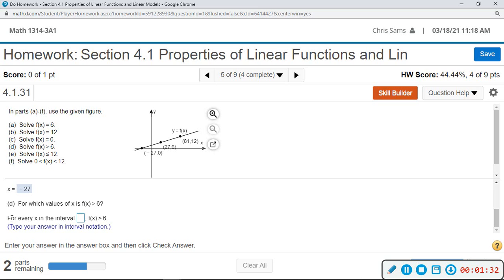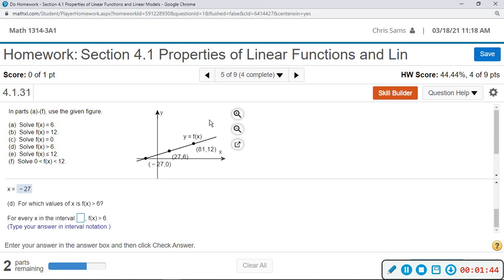Alright, now, part D. For which values of x is y greater than 6? Okay, what x values is y greater than 6? So, it's hard to tell. Normally, if this thing has arrowheads, it means it continues, but it doesn't give us a stopping point, like it doesn't have a dot at the end. We're going to assume that it continues. Normally, they have an arrowhead, but they don't. So, for every x in the interval is where y is greater than 6.